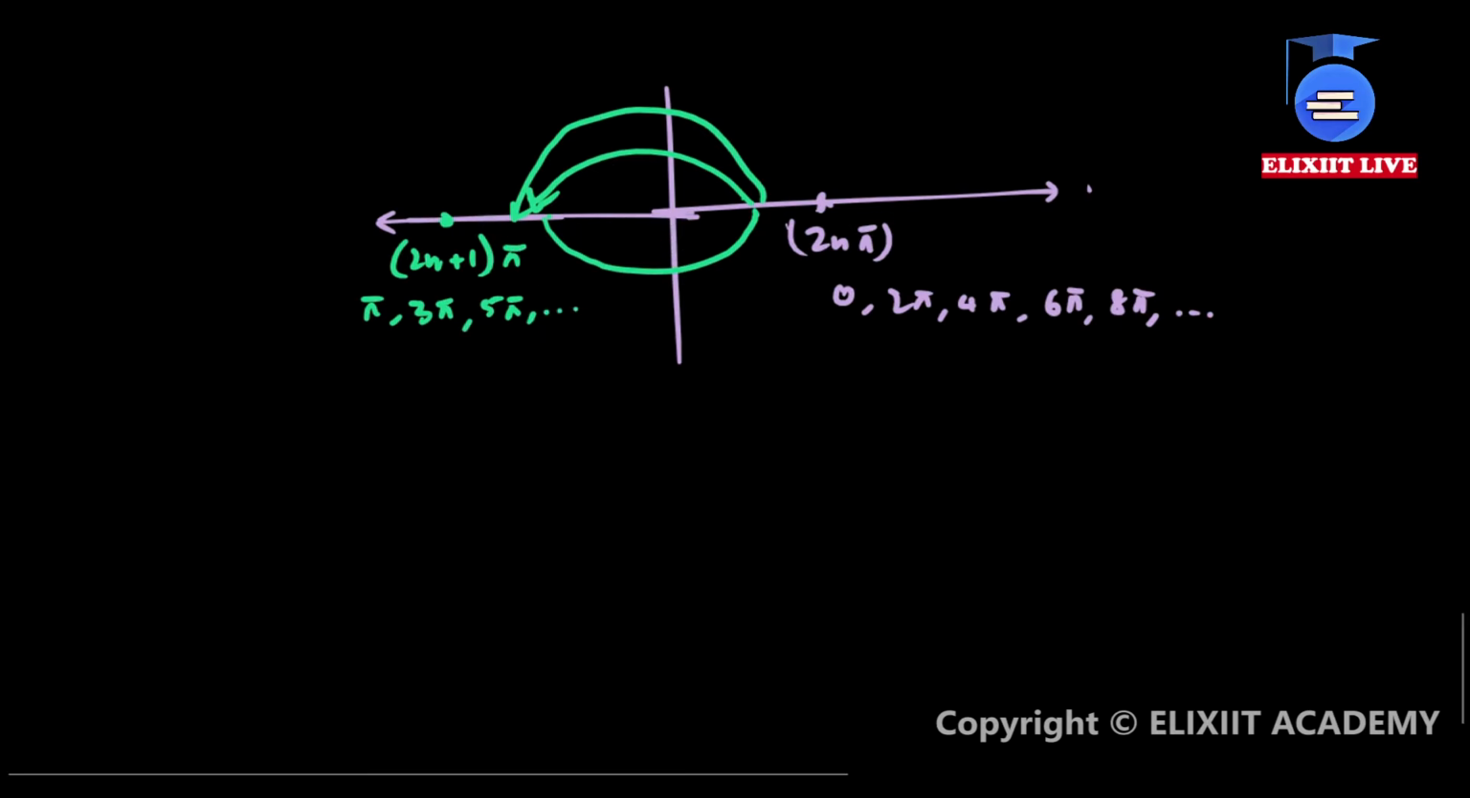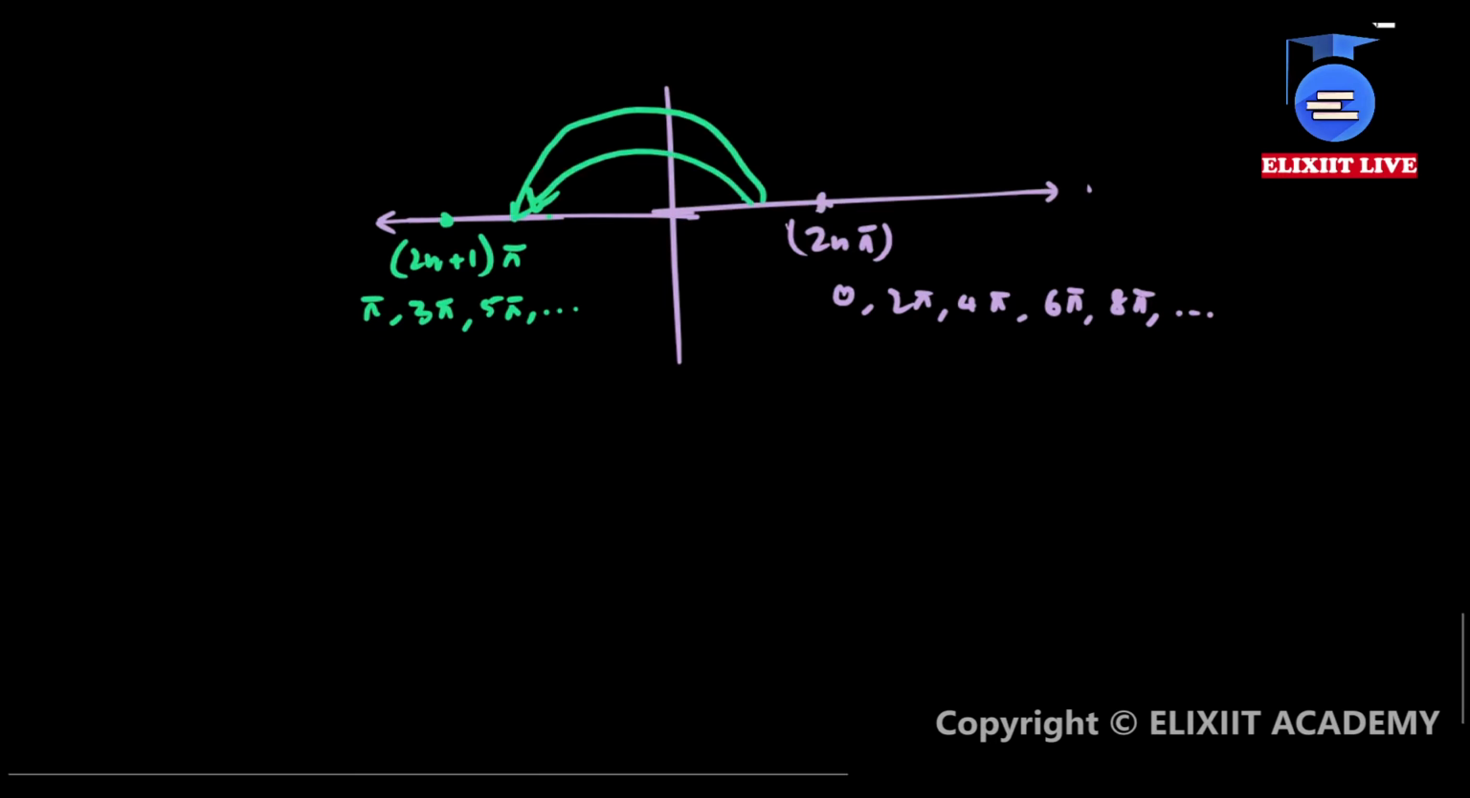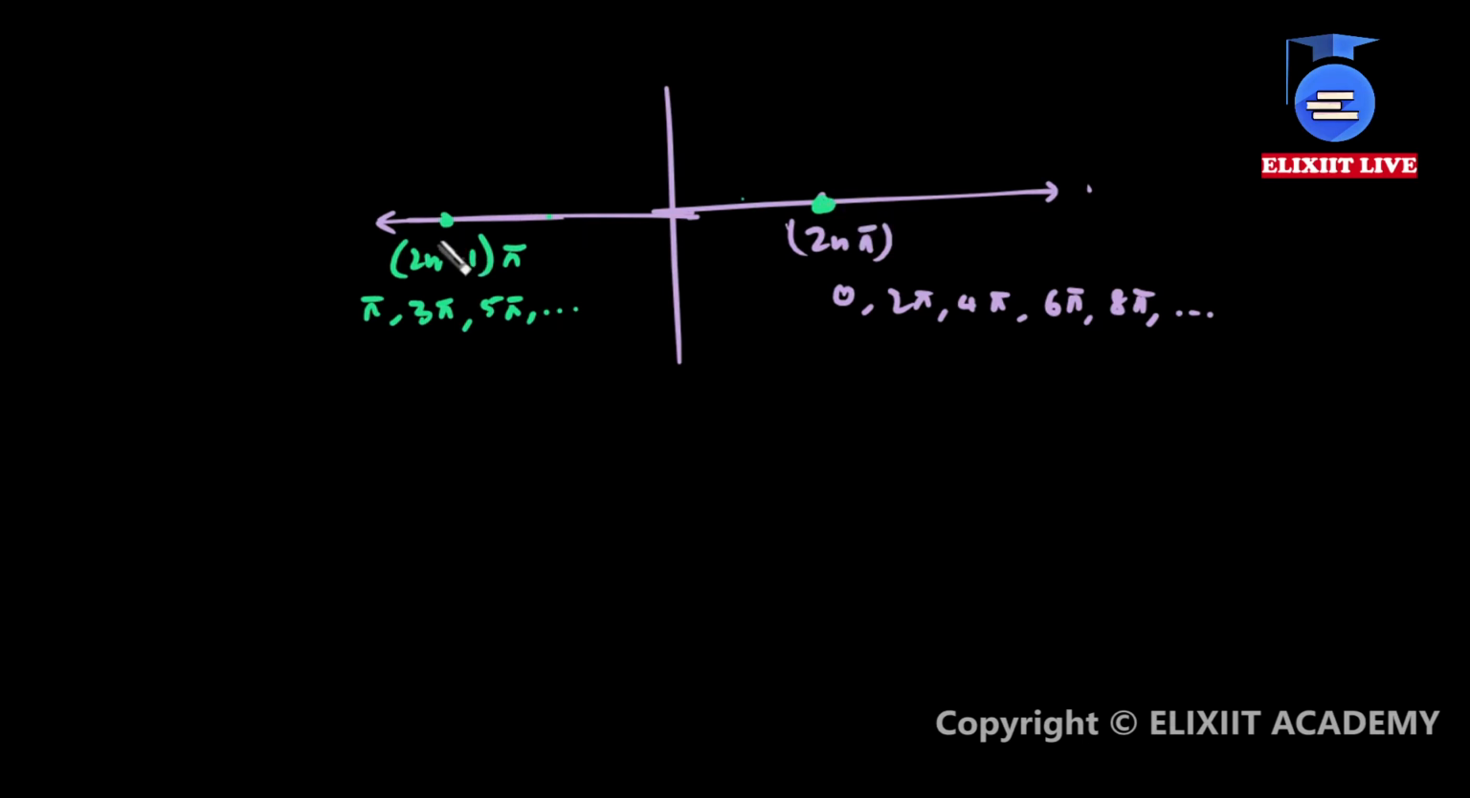So you should have the idea where the even multiples of 2 pi are standing and where the odd multiples of pi are standing, where the even multiples angles are generated and where the odd multiples of pi are generated. Even multiples will come and end over here, and odd multiples will come and end over here. You can write this down as a note.